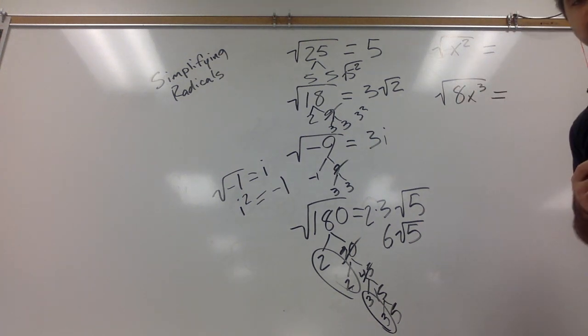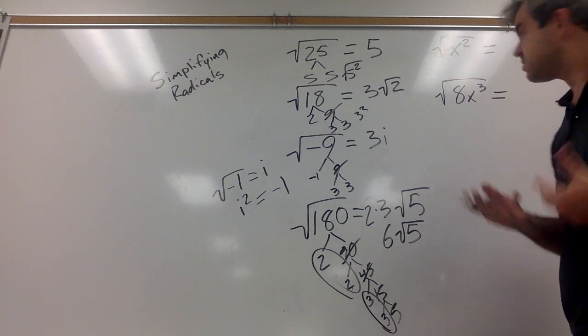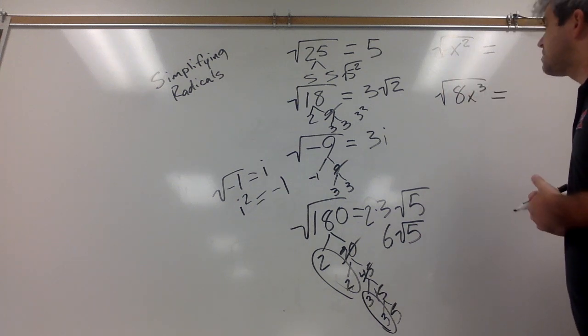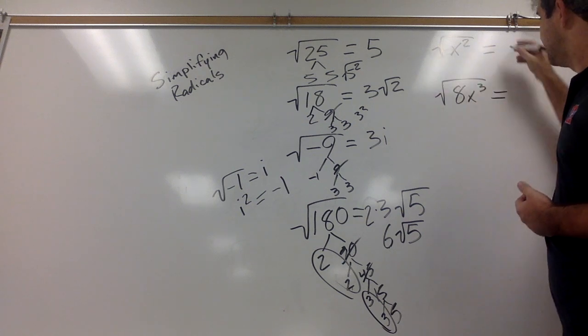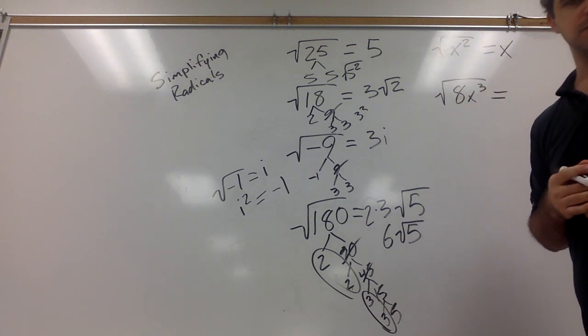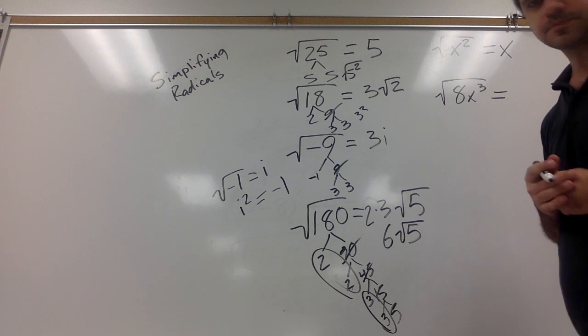Square root of x squared. That might make it look more difficult because it's variables, but it's the same concept. We have something that's being squared, and we're square rooting it. So it's just x. All right.